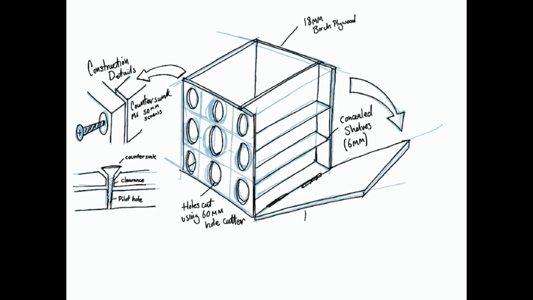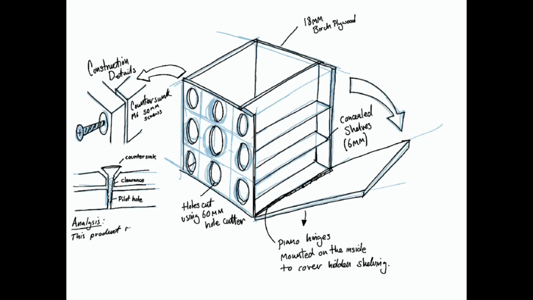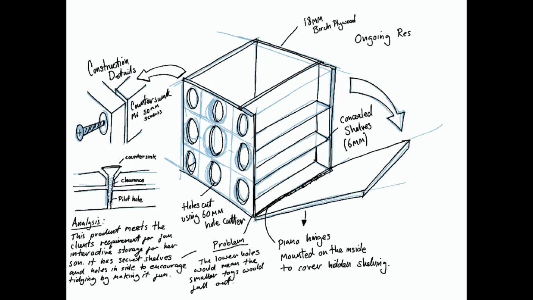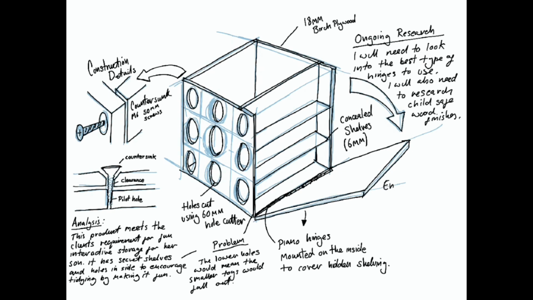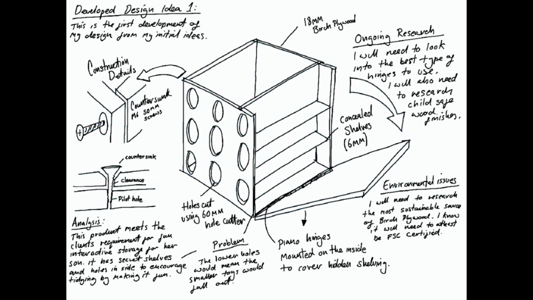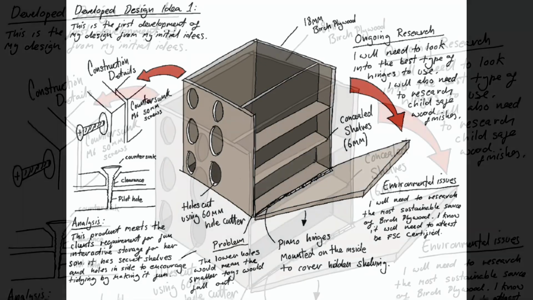I already had quite a clear idea about the materials I would use, so I've indicated the product is made out of 18mm birch ply. I've also added on some other material thicknesses like 6mm shelves and the fact that I'll have 60mm holes produced with a hole cutter. I'm going to add some analysis on here by hand while I think about it, problems I've encountered with the idea, things I'll need to do as ongoing research. But if you need more guidance with how to analyse design ideas, please watch my video on analysing design ideas that's linked at the end of this video.